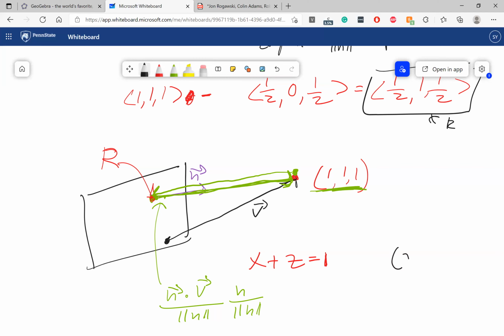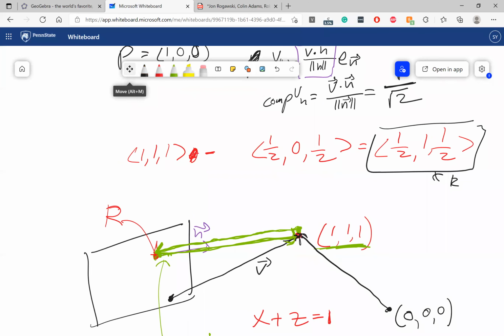So let's say this is your origin 0, 0, 0. You find the vector that goes from your origin to this point, and that's the vector 1, 1, 1. And then you add to that the negative of the projection vector, which is the vector that goes from that point directly to R. So that's what we're doing here. We put 1, 1, 1 over here. That's this vector going from here to 1, 1, 1.